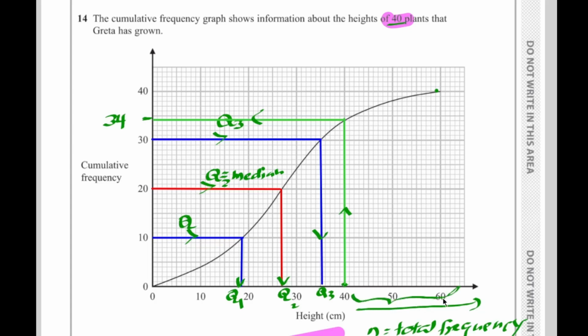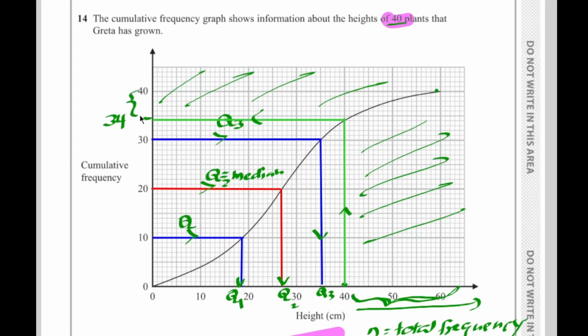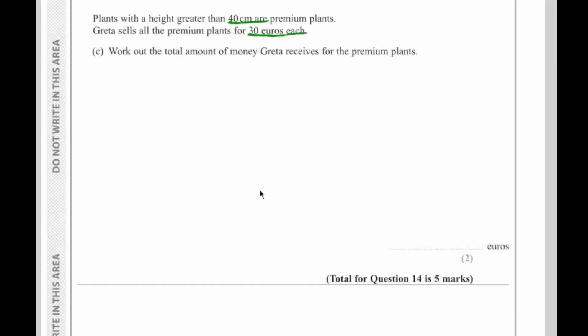So this region is the greater than region. Therefore, this is the greater than region. Then you need to get this reading. How do we get it? 40 minus 34. So there are 40 minus 34 plants which height is greater than 40 centimeter. So each plant is sold for 30 euro. Therefore, total earning by selling those 30 plants, we are getting 180 euros.